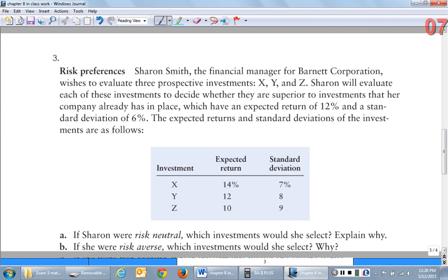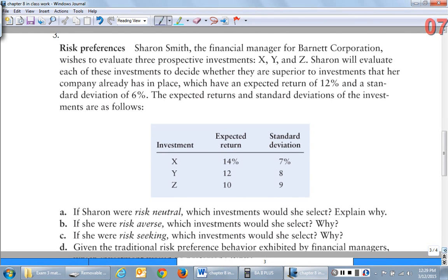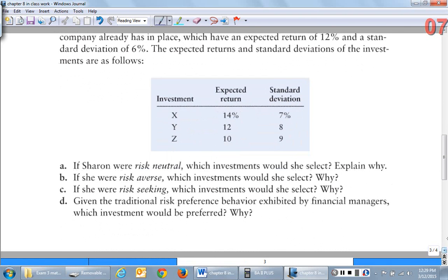Her company already has in place an expected return of 12% and a standard deviation of 6%. The expected returns and standard deviations of the investments are in this table. If Sharon were risk neutral, which investment would she prefer? If she were risk neutral, that means that she wants the highest return regardless of the level of risk. So she would prefer assets X and Y.